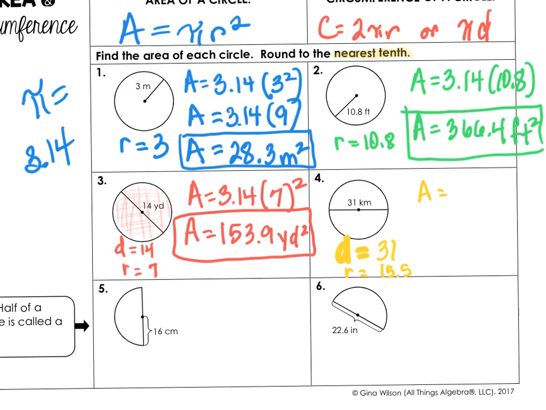Area equals 3.14 times 15.5 squared. So area equals, punching it in, 754 and 8/10, and it's kilometers squared. What do you think of that? I like it.